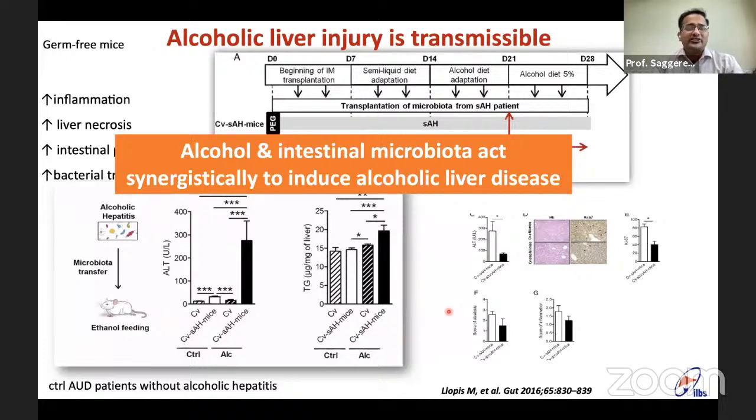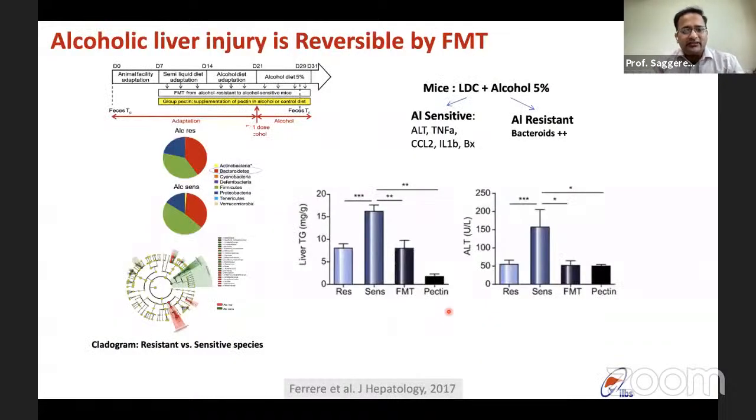We need both alcohol and intestinal gut microbiome to act synergistically to induce alcoholic liver disease. And this was the second very interesting study published in JHEP 17. Again, a group of mice were adapted from the same facility to two different labs, and one lab had alcohol sensitive mice and the other were alcohol resistant. The injury did not happen despite alcohol consumption.